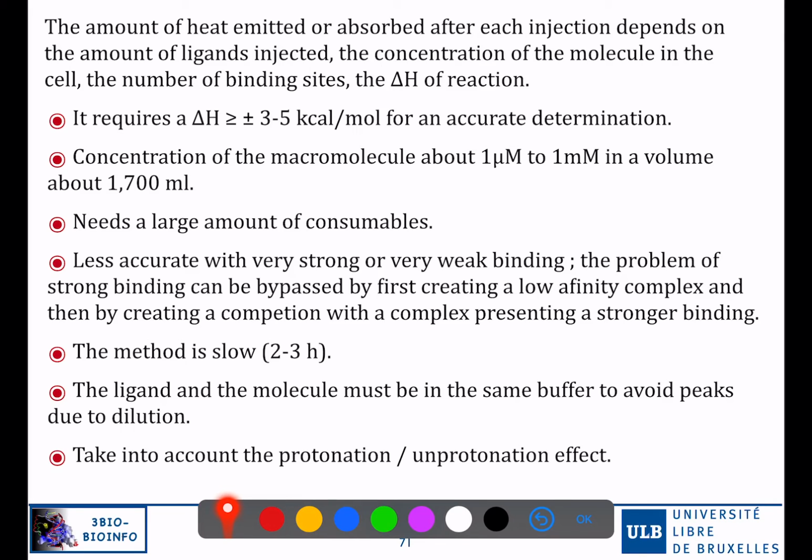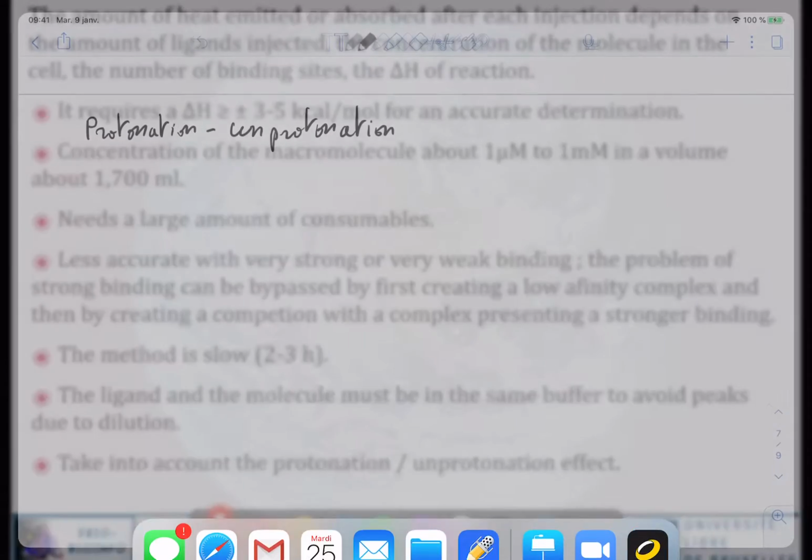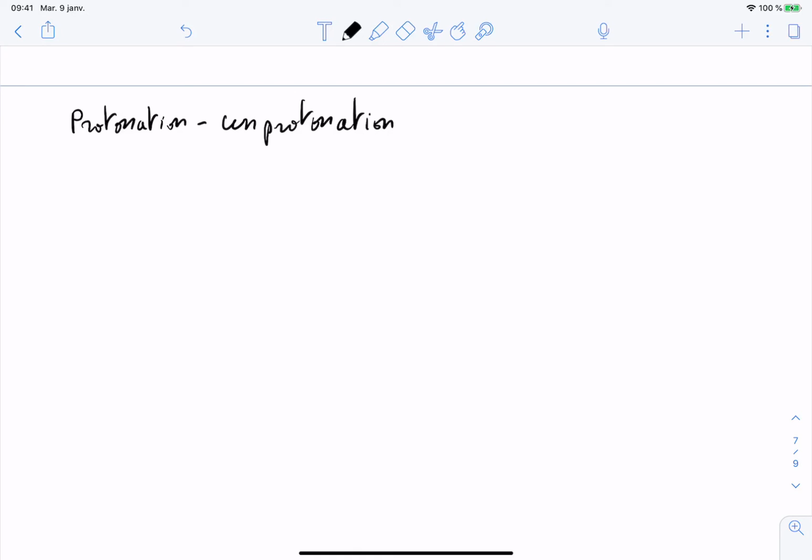So what do I mean with this sentence? So what is protonation, unprotonation? Protonation, unprotonation is related to acid-base reactions. So if you have a look at the 20 different amino acids that are used to compose proteins, in fact, among these 20 amino acids, some of them are acidic amino acids or basic amino acids.